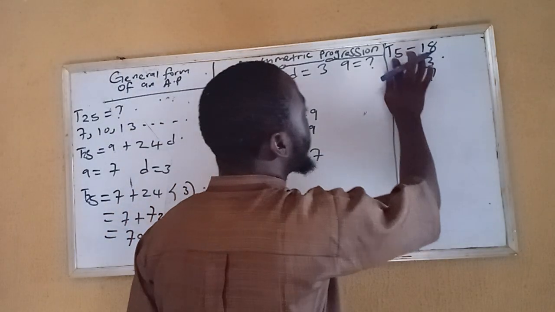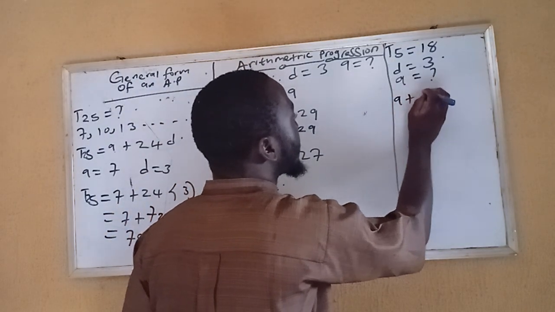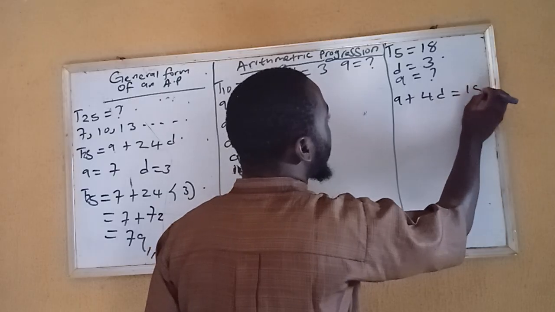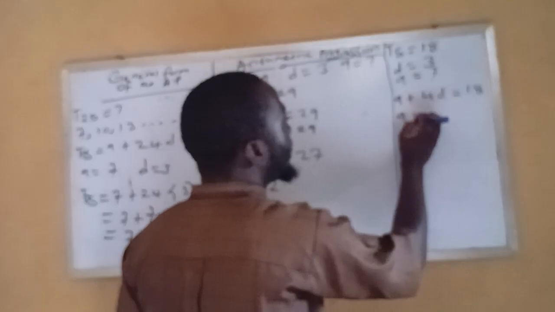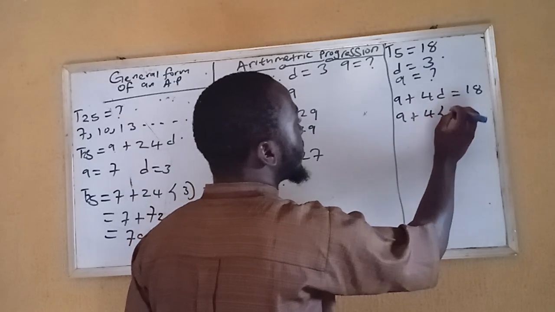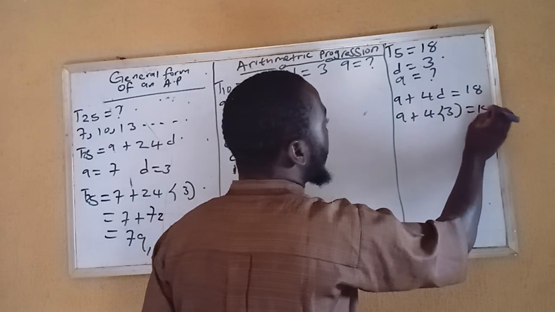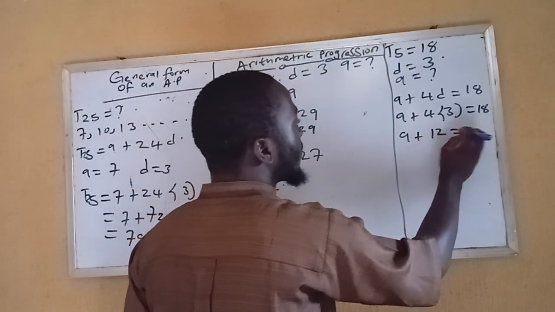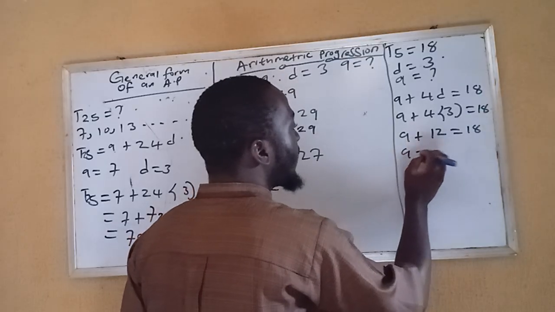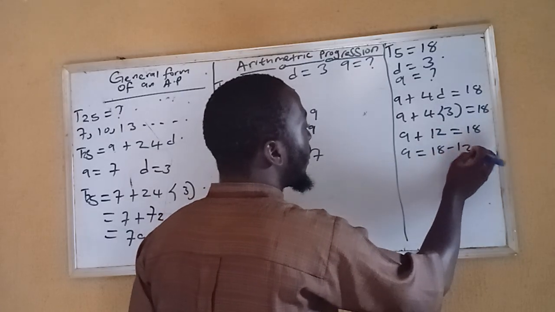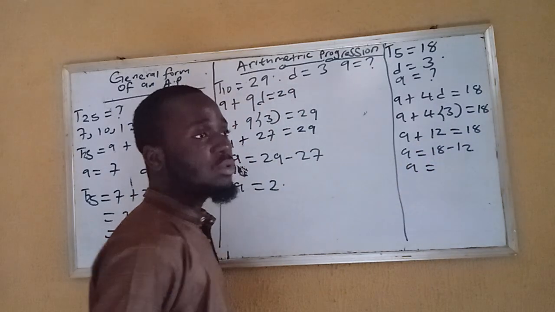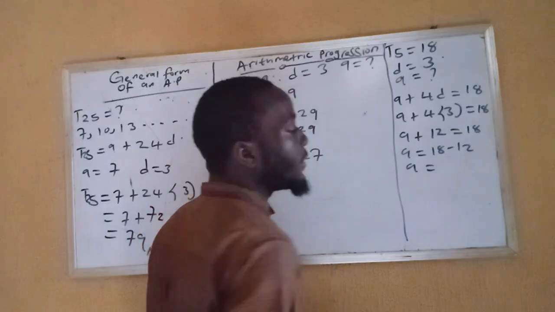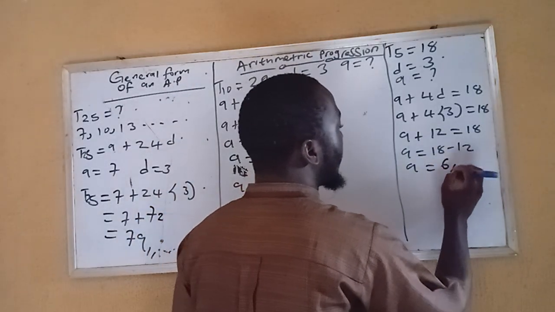What is the formula for the 5th term? A plus 4D is equal to 18. So we have A plus 4 into bracket D, which is 3, equal to 18. So we have A plus 4 times 3, which is 12, equal to 18. So we have A is equal to 18 minus 12. What is 18 minus 12, class? We have 6. Final answer.